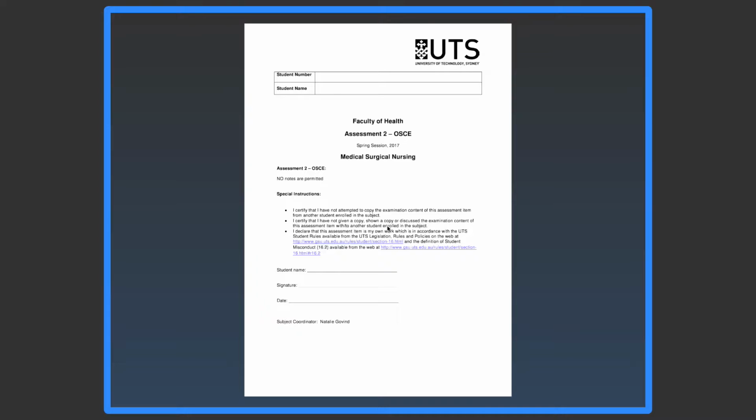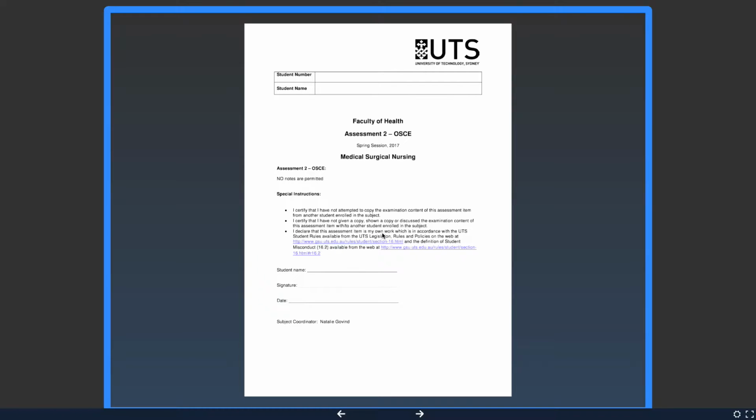And if the reverse has happened, say you're on Friday but your friend was on Monday and your friend wants to tell you everything that they did in specific detail in relation to your OSCE, you have to say no, I don't want to hear it, because that will place you in a compromising position as well.